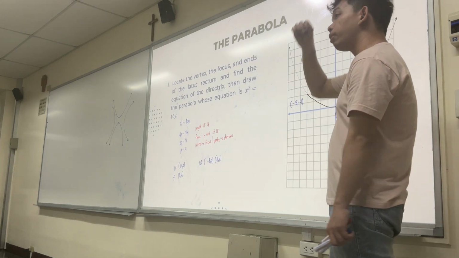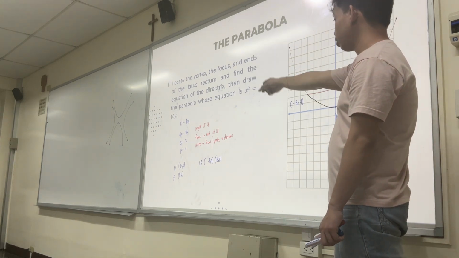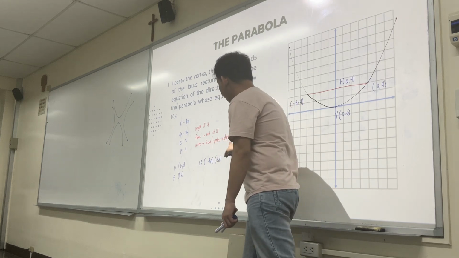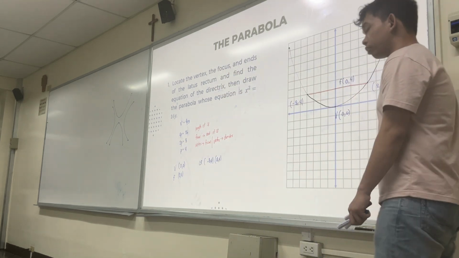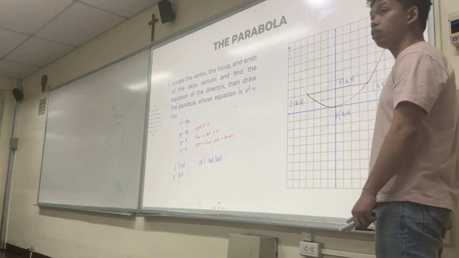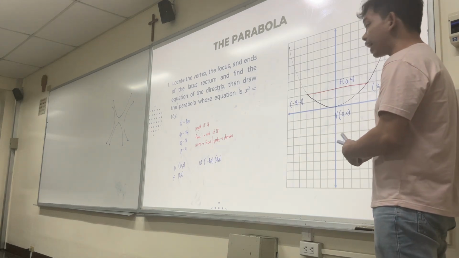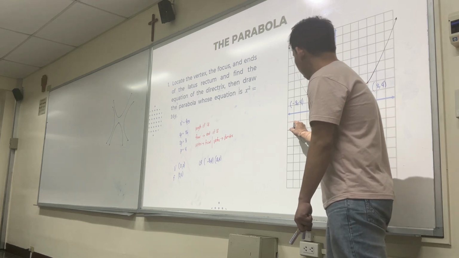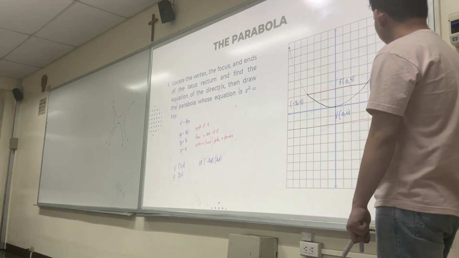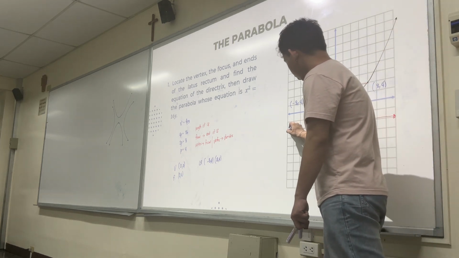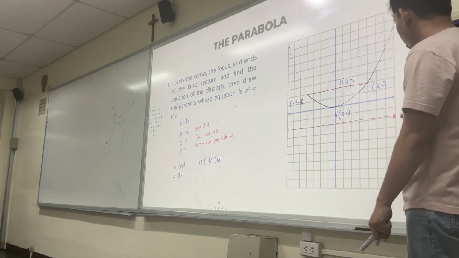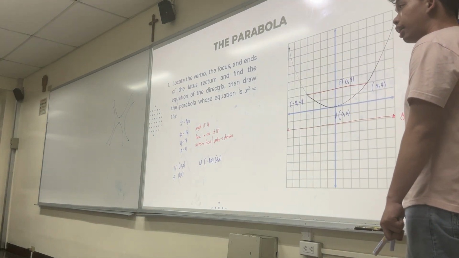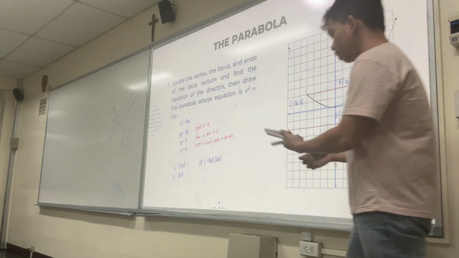If I want to locate my directrix, what do I do again? From vertex to directrix, how many units? 4. So we go 4 units down, and that is the directrix. How would I write this in equation? This is y equals negative 4.